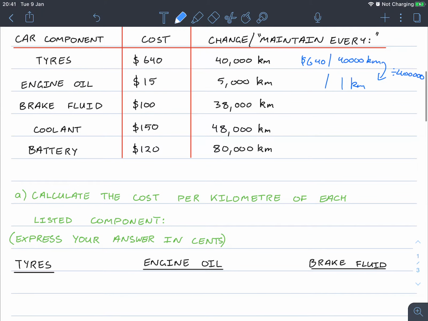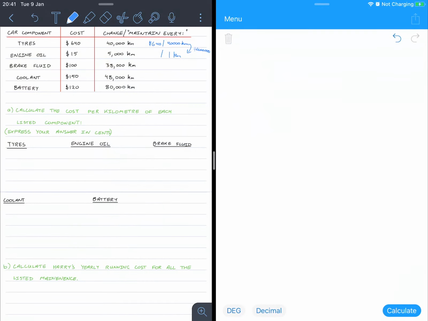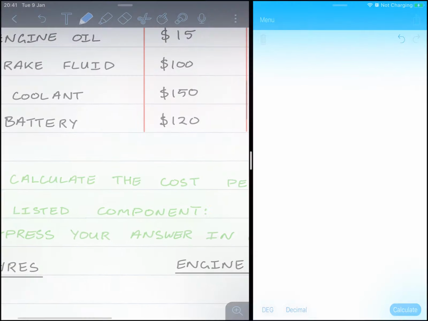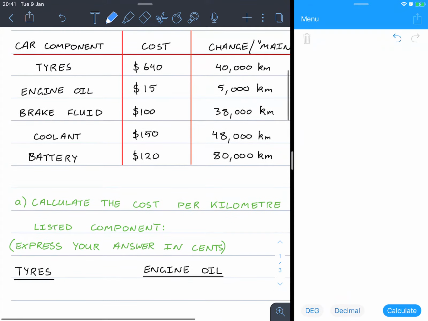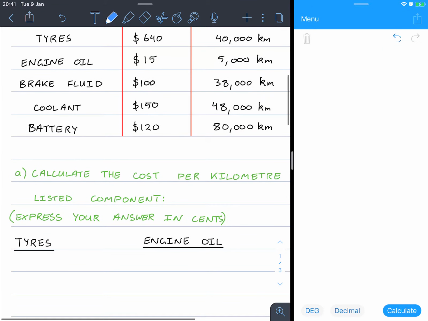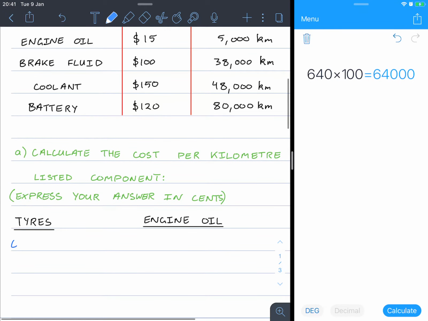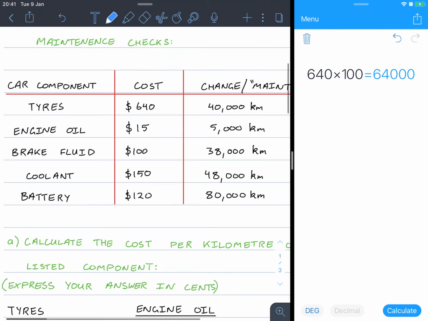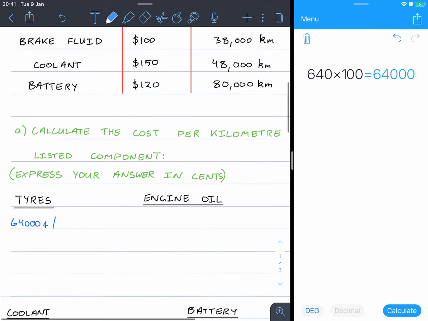So let's do this like so. To convert dollars to cents, we just multiply by 100. So 640 times 100, that's 64,000 cents per 40,000 kilometers.